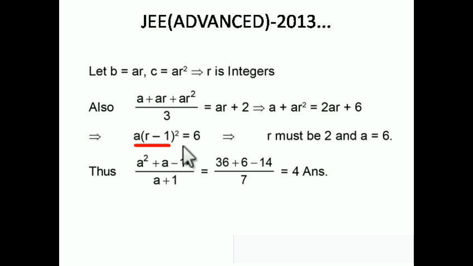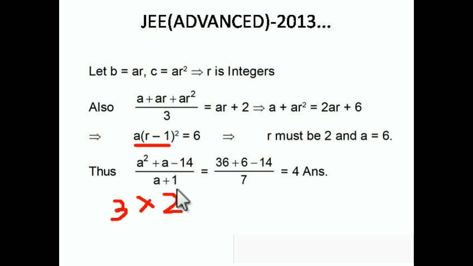Now see, the main part is to solve this thing. Now if we factorize the 6, then we have two conditions. The first one is 3 into 2, because 6 can be written as 3 into 2. If we take this as a value, then what happens? A becomes 3 and r minus 1 whole square becomes 2, that means r minus 1 becomes root 2, and r is irrational, so this is not possible.